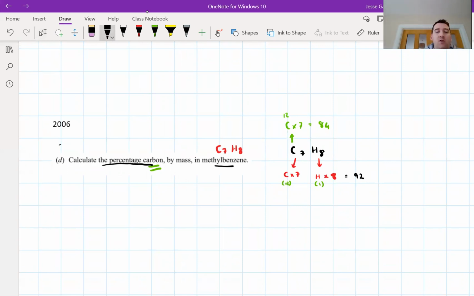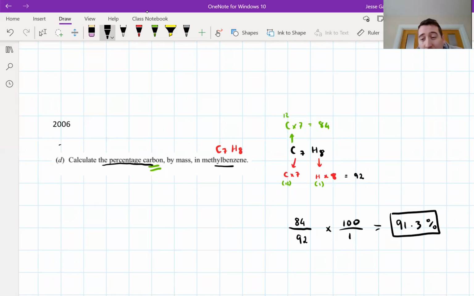All right, so our element we're interested in is the carbon. The mass of carbon in this substance is 84 grams. The total mass of the whole substance is 92 grams. So what percentage of it, 100 over 1, is the carbon? You go ahead, put that in your calculator. You're going to get 91.3%. So that means that carbon makes up 91.3% of methyl benzene. The rest is hydrogen. You could quickly work it out there. It will be like 8.7% hydrogen. It's the other 8.7% to make up 100%. So most of this substance is carbon, a little bit of hydrogen.